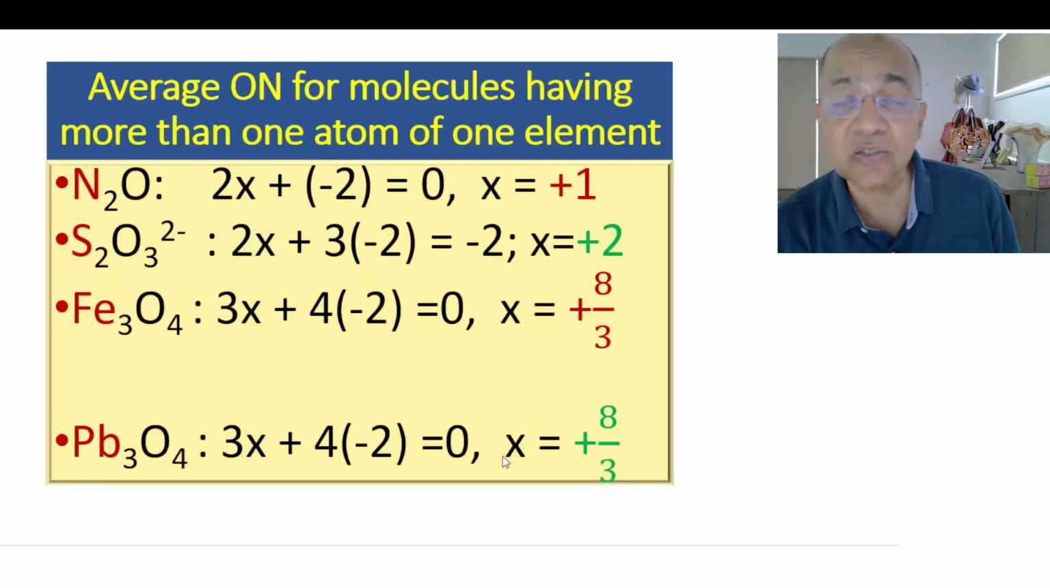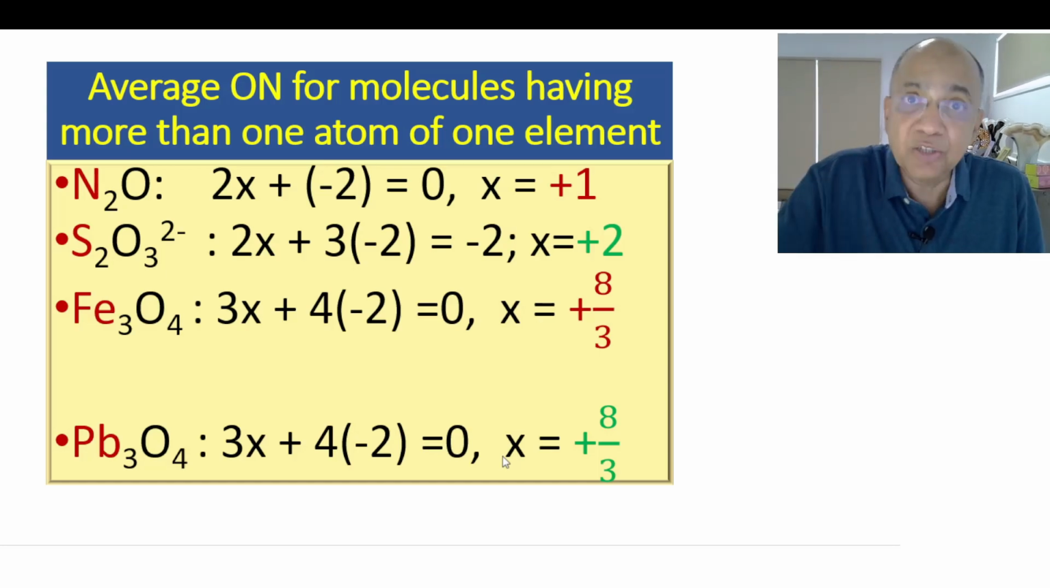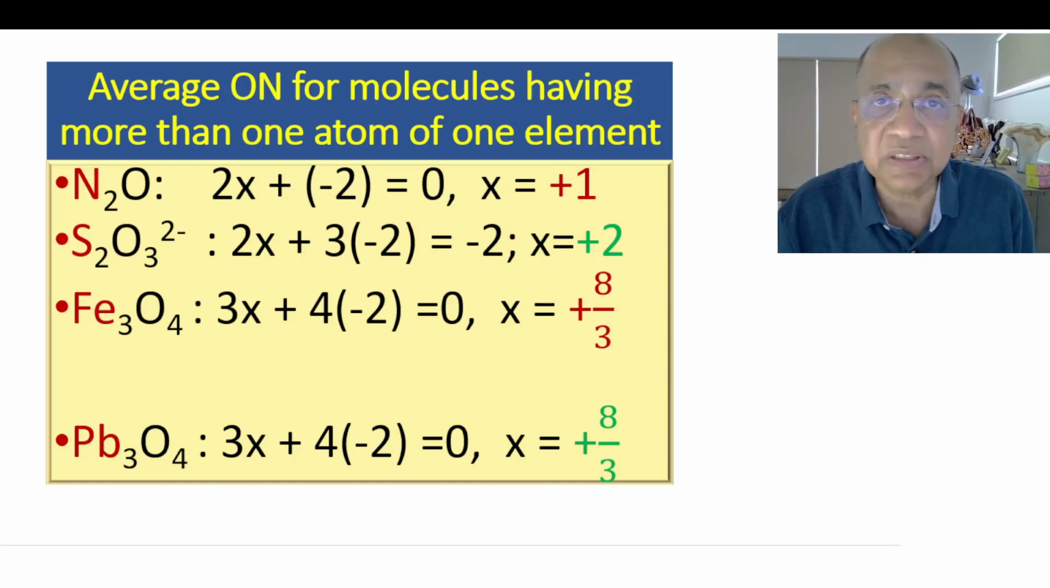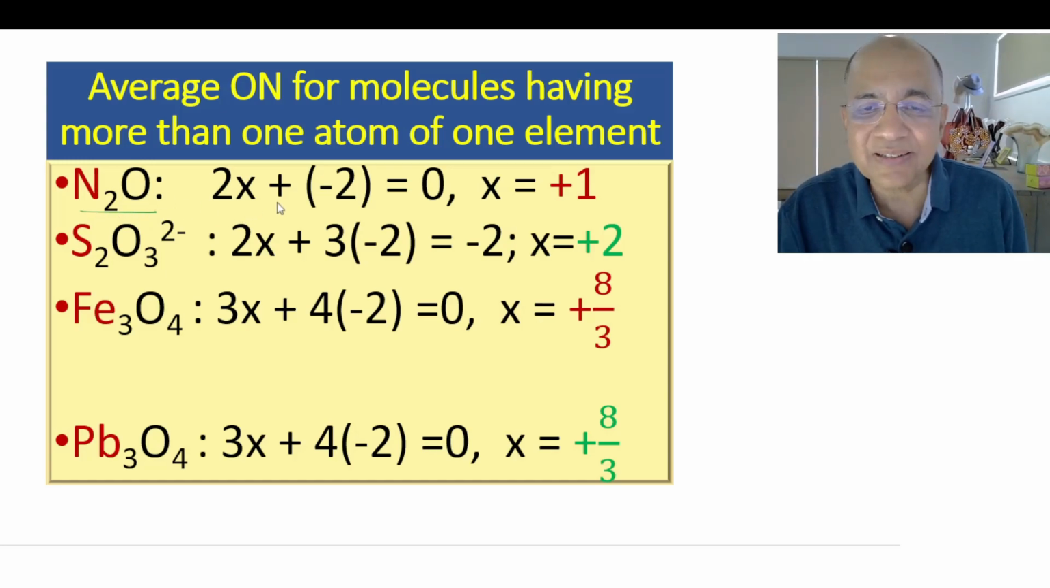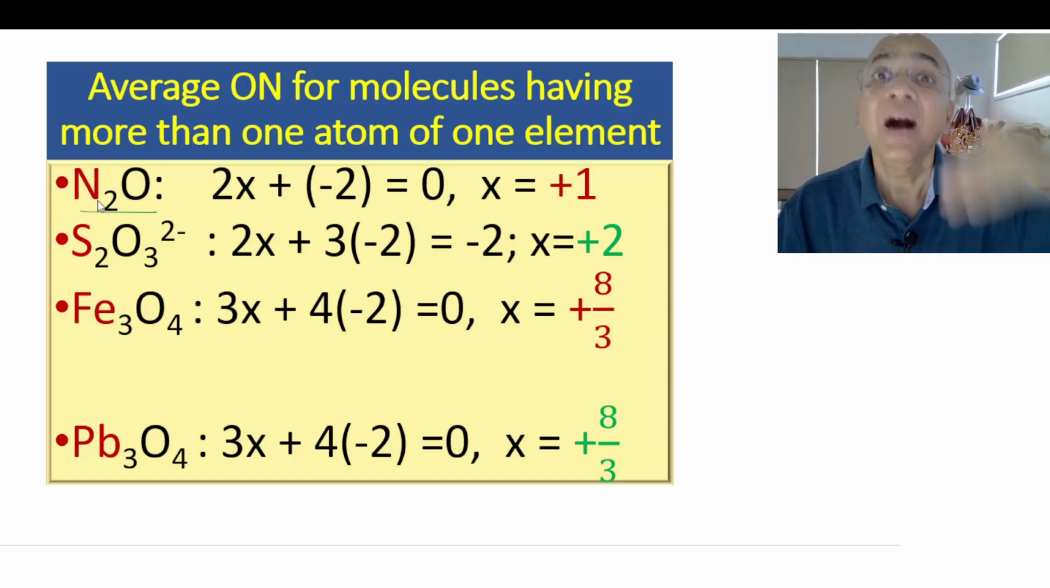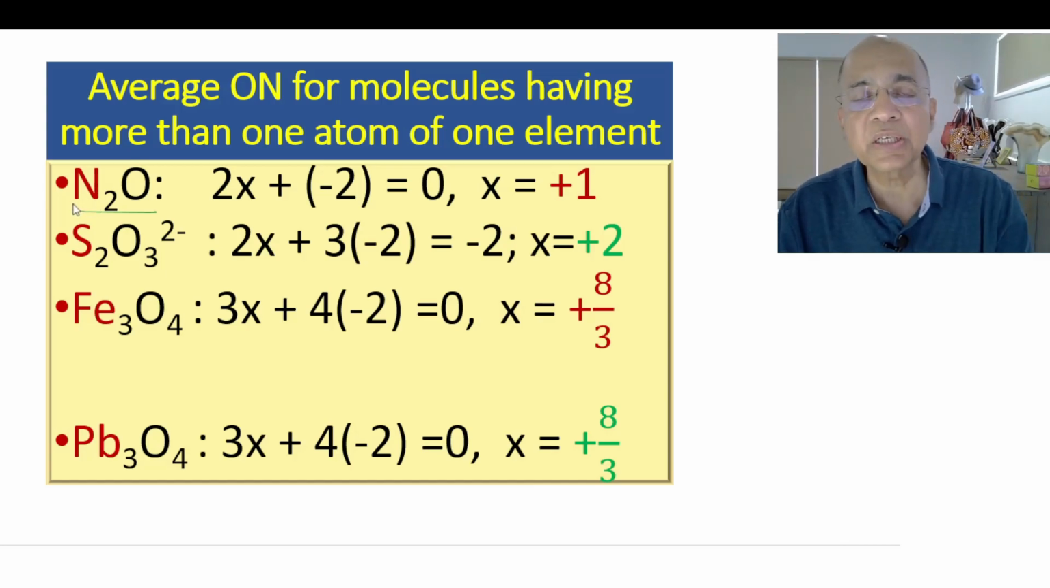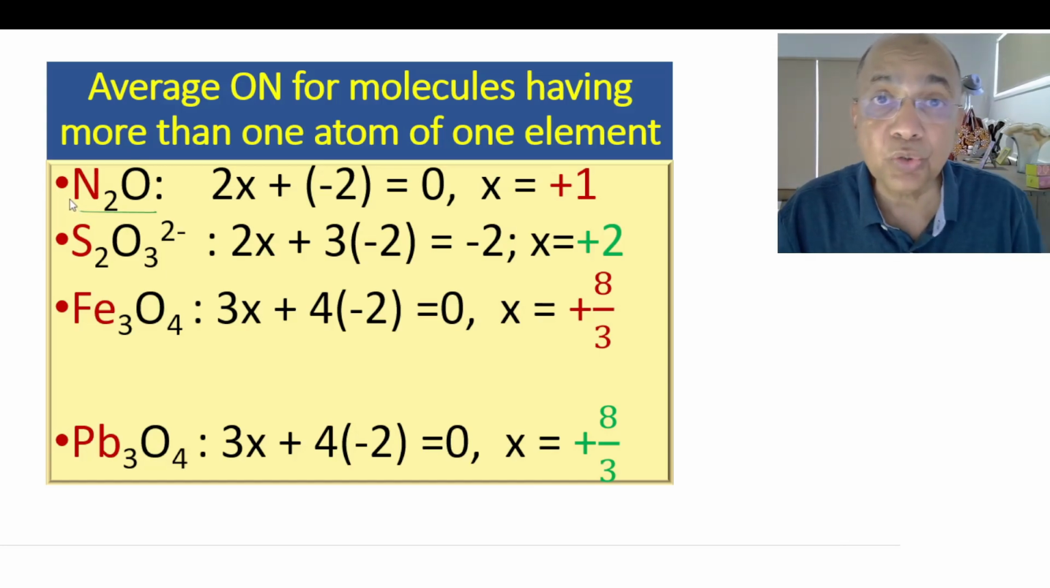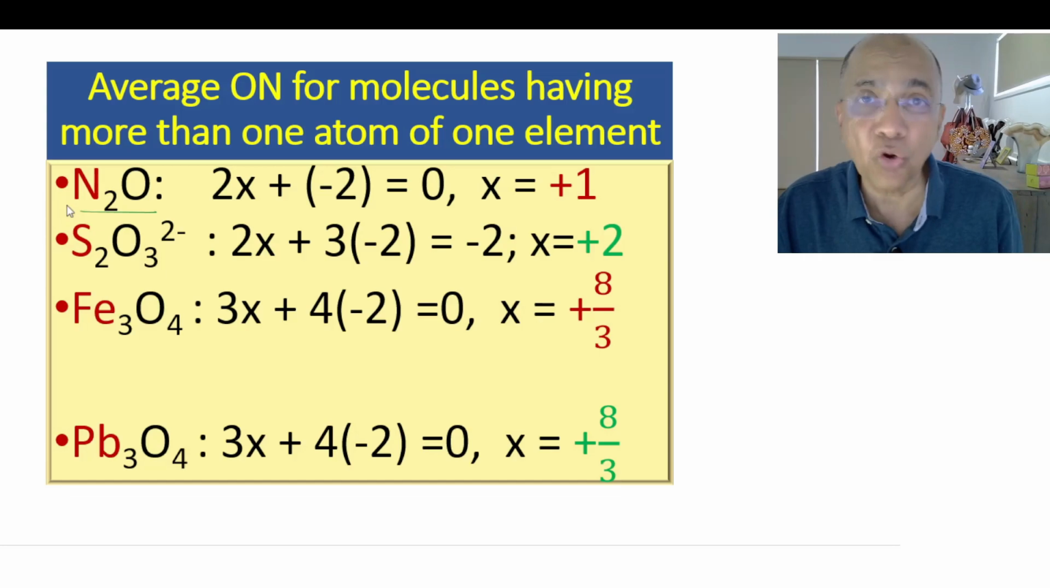But in many cases where there is more than one atom of a particular element, we often get the average oxidation number. For example, in N2O, the laughing gas, we have 2X - 2 equal to 0, so X is equal to +1. This is the average oxidation state of one nitrogen in a molecule having 2 nitrogen atoms. At a higher stage, you will know which nitrogen has which oxidation number once you know the Lewis structure. That is not discussed at your level.